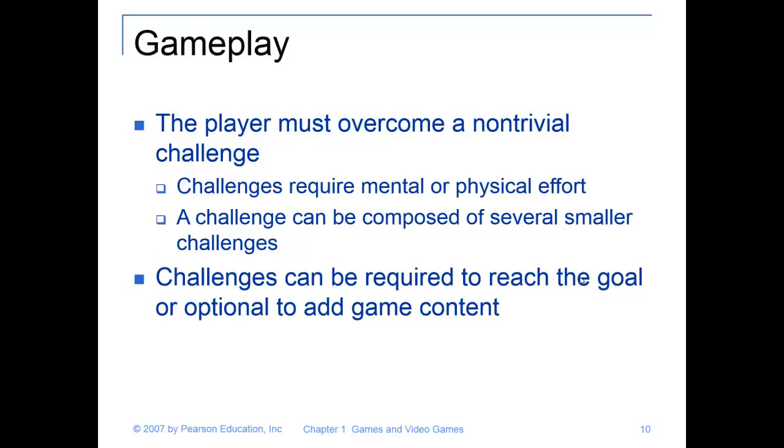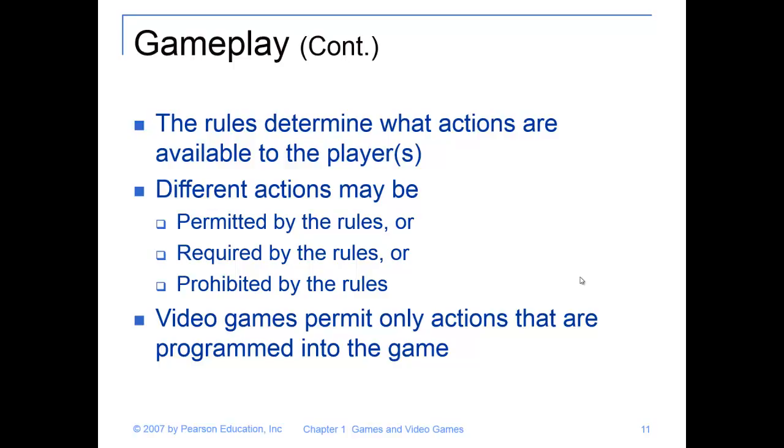So again, the player must overcome some kind of non-trivial challenge in order to hit the goal. The rules determine the actions: what's permitted by the rules, what's required by the rules, what's prohibited by the rules. Video games permit only actions that are programmed into the game. Sometimes people find ways around that programming. For instance, in Team Fortress, it was not a programmed thing where somebody would shoot the rocket and then jump at the same time to launch themselves across long distances. Rocket jumping was not a design element of Team Fortress. But when Team Fortress 2 came out, they saw that players liked that and did that, and it became an actual programmed element in Team Fortress 2.